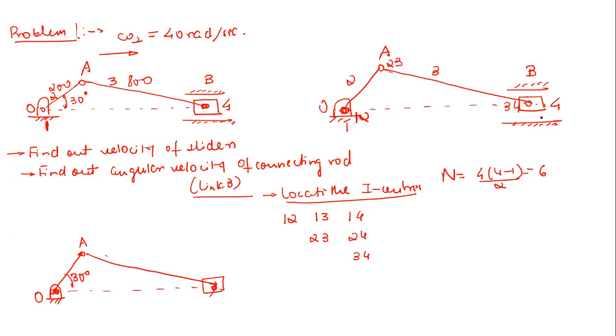Now tell me, where will the instantaneous center for this 1, 4 lie? Where is it going to lie for this 1, 4? Sir, infinite. At infinity, right? So now this 1, 4 is going to lie at infinity, correct?